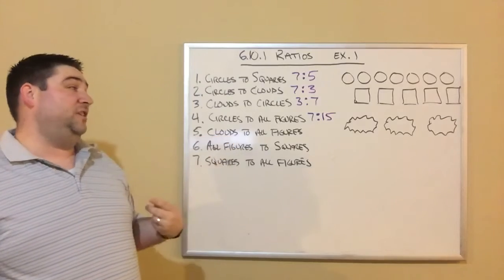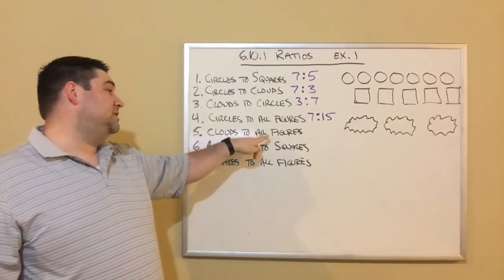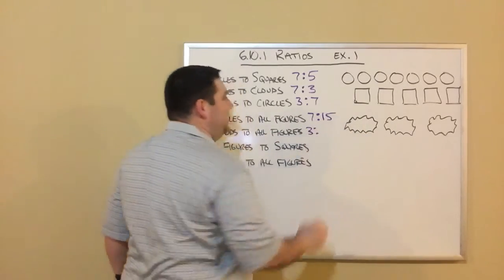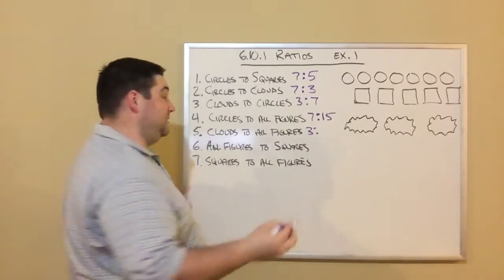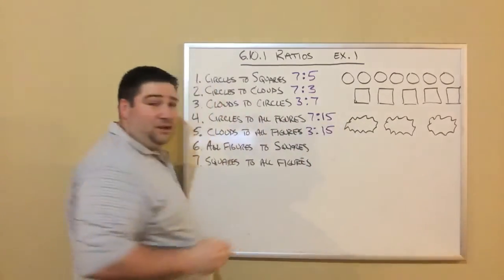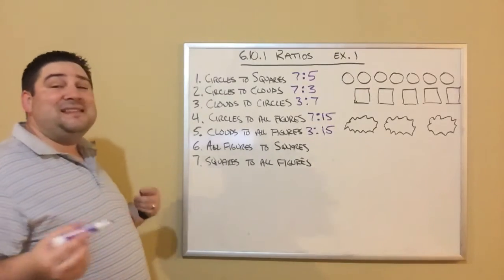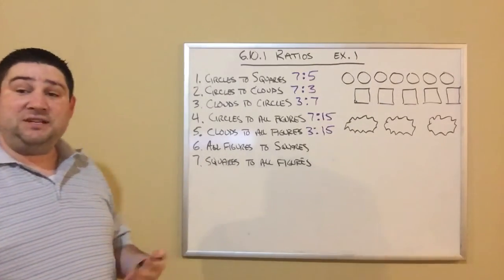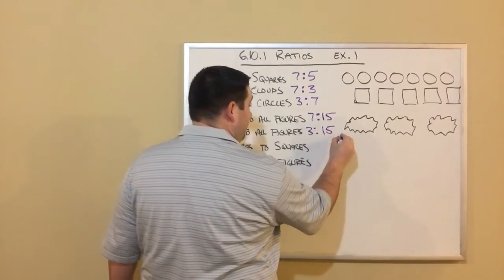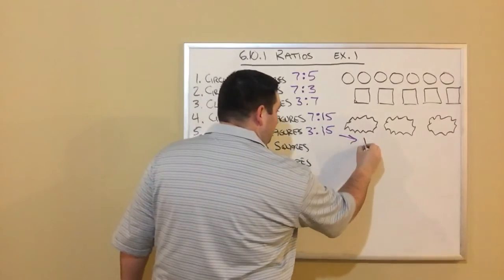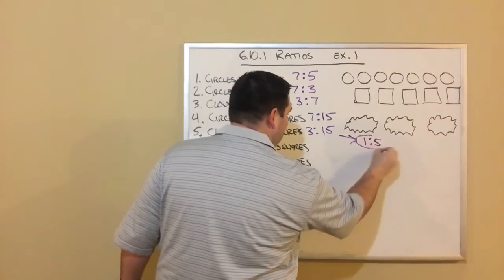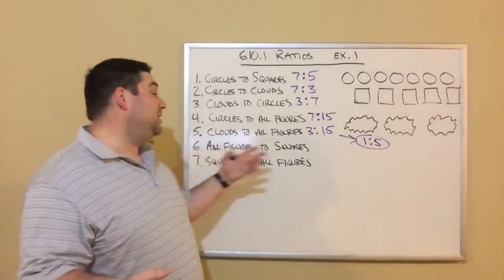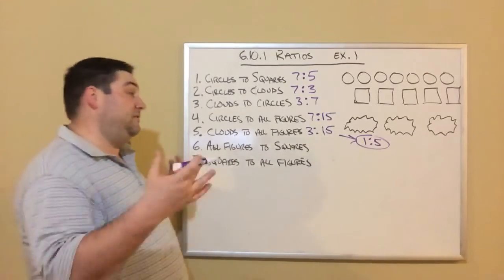So what about clouds to all figures? So clouds to all figures is there's 3 clouds. And then we know there's 15 total figures because we already counted those up. One thing with ratios, similar to fractions, they can be simplified. So 3 to 15, if you think of it like a fraction, 3/15, we could simplify. If I divided both of those by 3, that would be 1 to 5. So if you can simplify a ratio, you need to do it. So the clouds to all figures is 1 cloud to 5 figures.